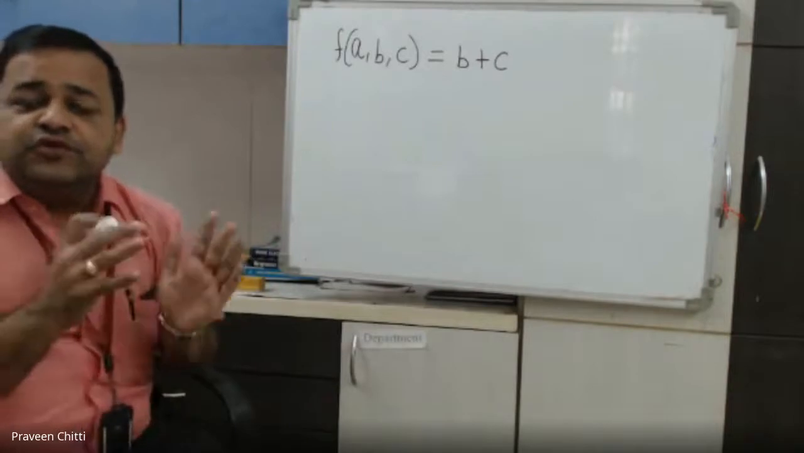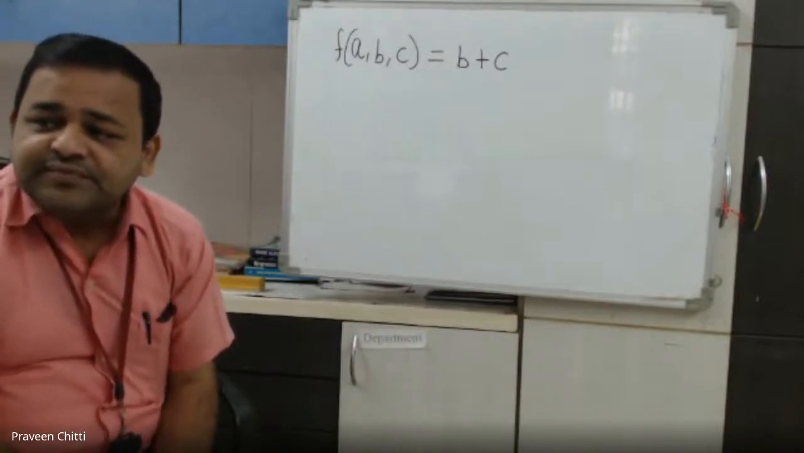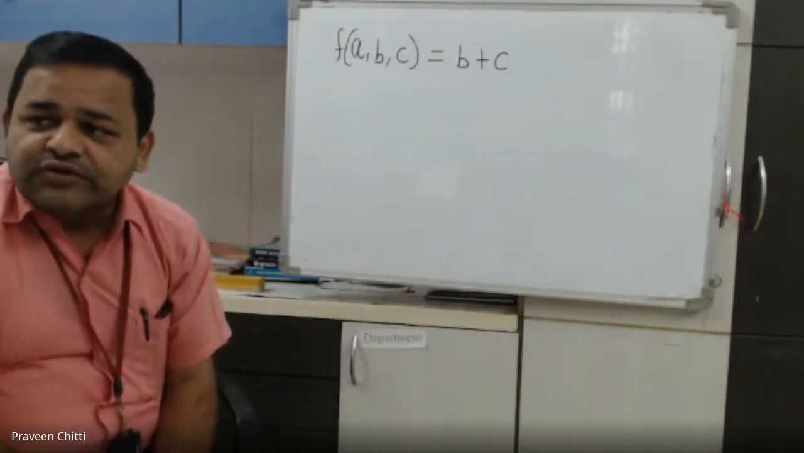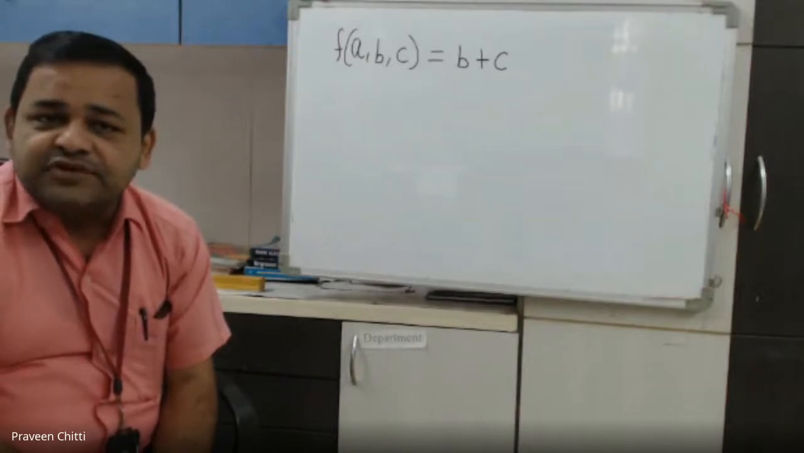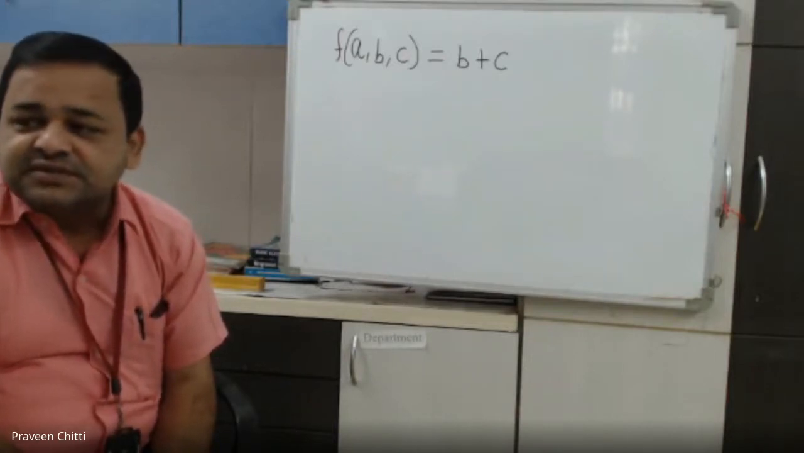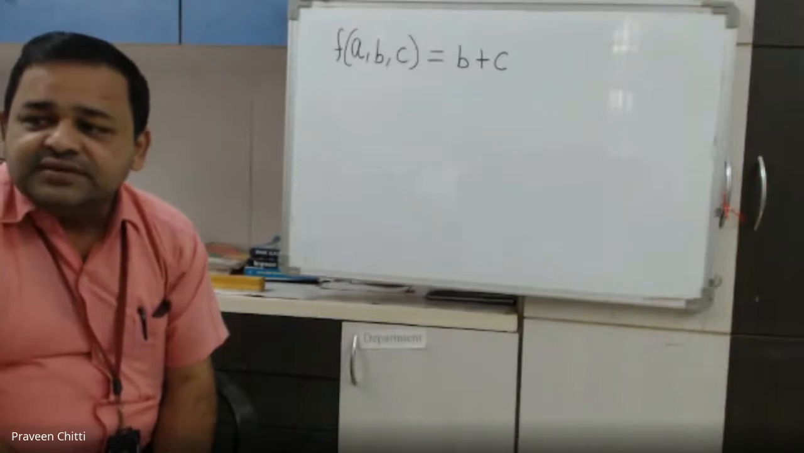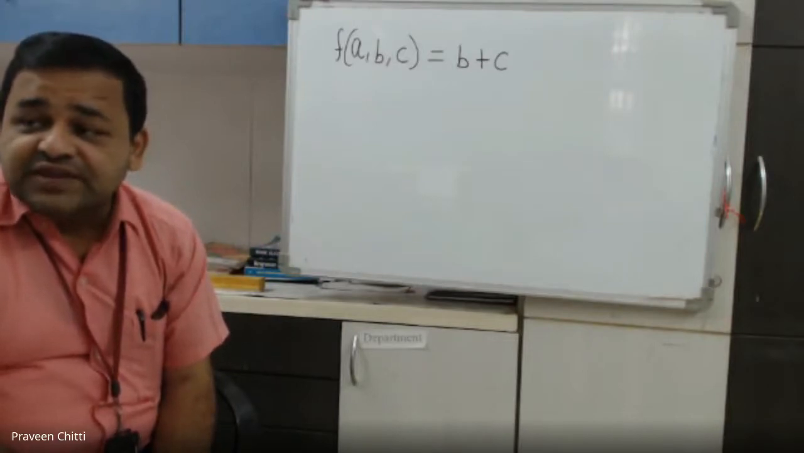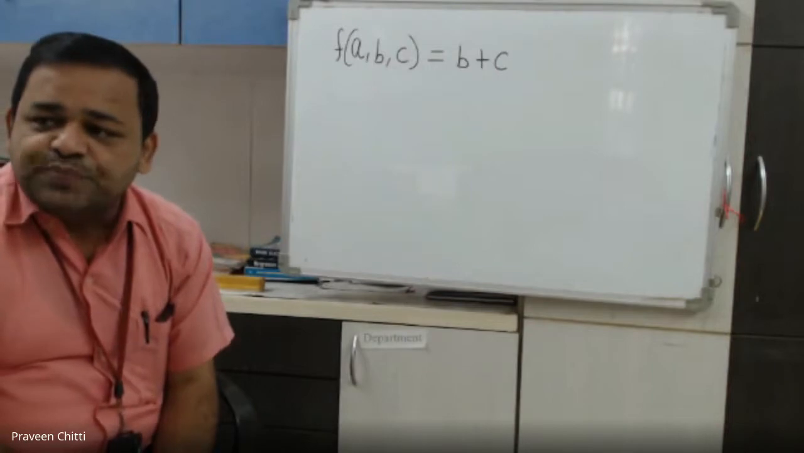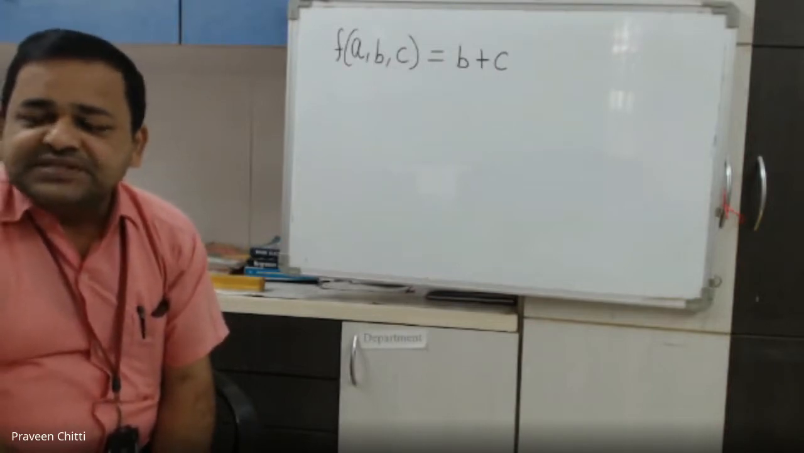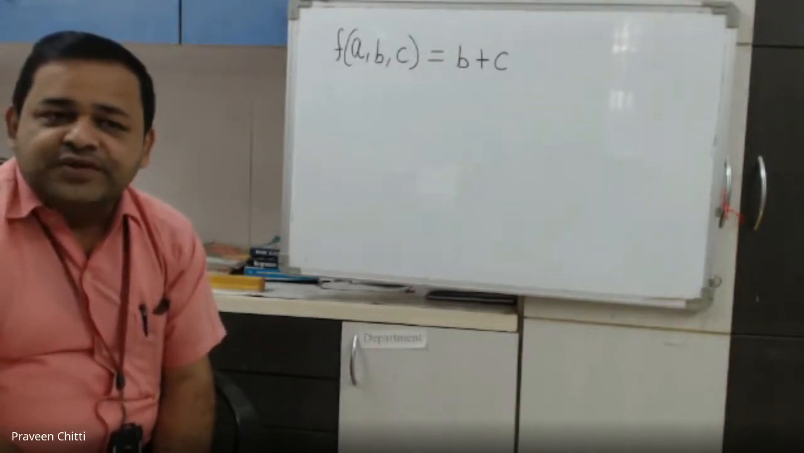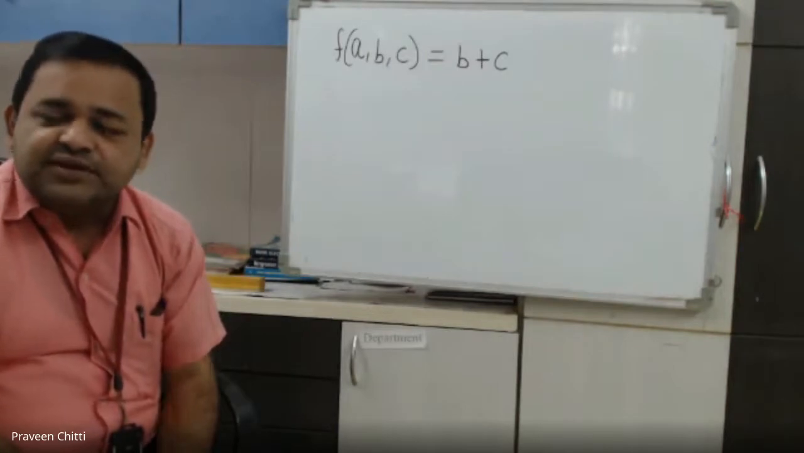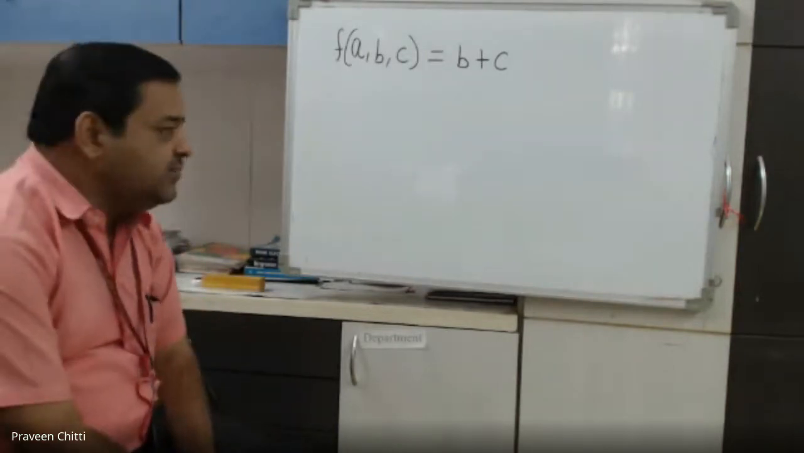Normally, when you want to construct a K-map for simplification of an expression, what do you need? The expression should always be in canonical SOP form. If the expression is in canonical SOP form, very easily we can simplify it. It could be canonical SOP or canonical POS.